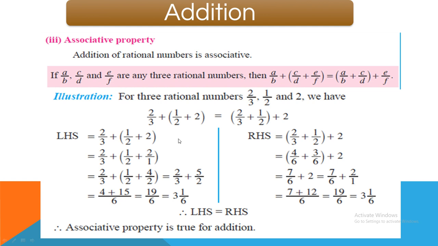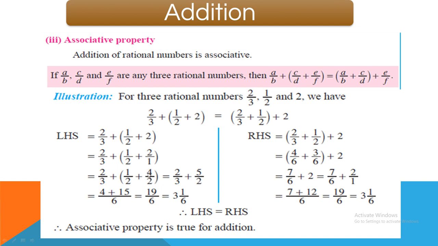Let's solve the left hand side first. Left hand side is 2 by 3 plus, this is the sum, take it in a bracket. Here we have no denominator, so we make the denominator 1. Let's solve this bracket part first. In the bracket, let's make the denominator the same by multiplying it with 2.